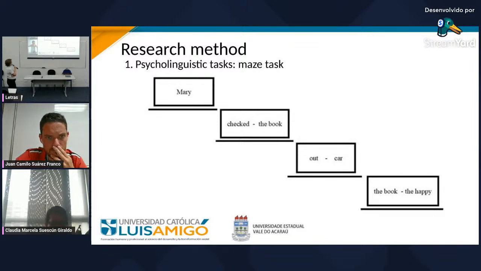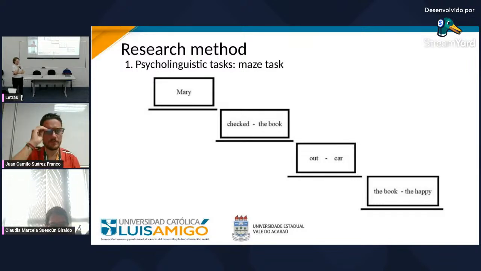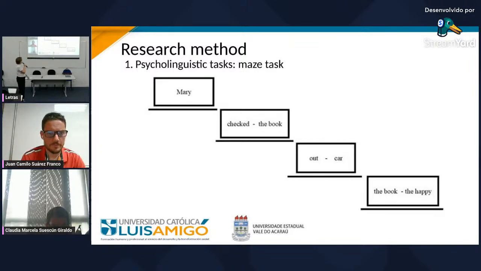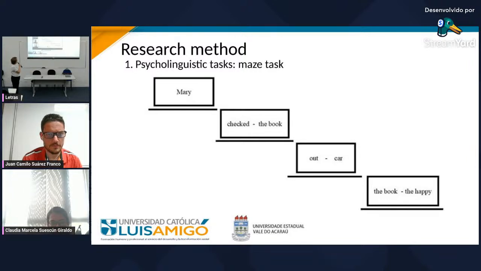So what does the experiment look like? This is the maze task. Imagine that you're looking at a computer screen. The participant will start with a sentence beginning like Mary, and then the second screen will have two options, and you have to choose. It moves on until the end of the sentence, always with two words to choose from. So that's the maze task. It's like a choice: you read and choose the words.